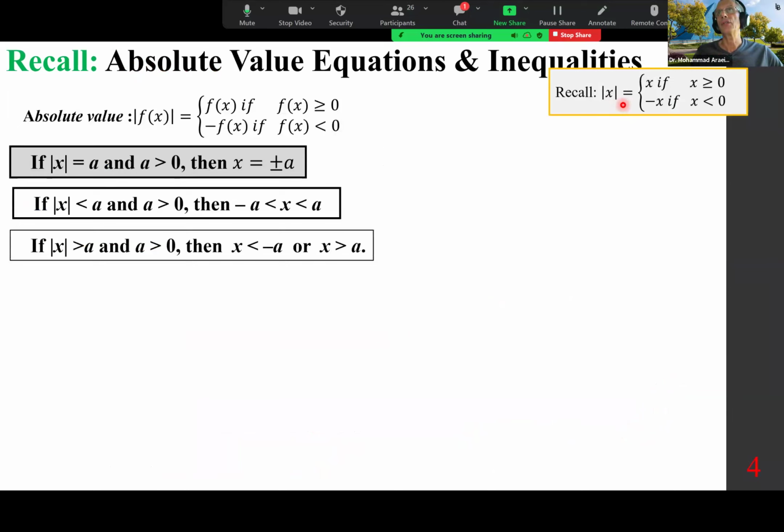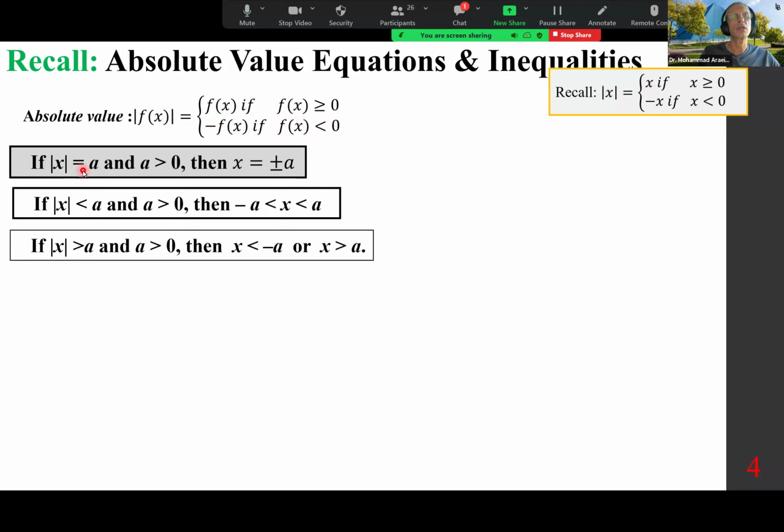Absolute value by definition represents distance from 0, therefore absolute value of x is x if x is larger than or equal to 0, and negative x if it's less than 0. And because of that, the function works the same way. Absolute value of f of x is f of x if f of x is greater than or equal to 0, and negative f of x if it's less than 0.